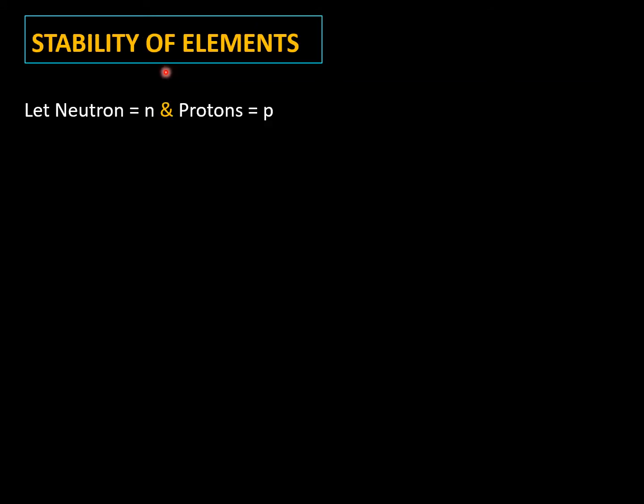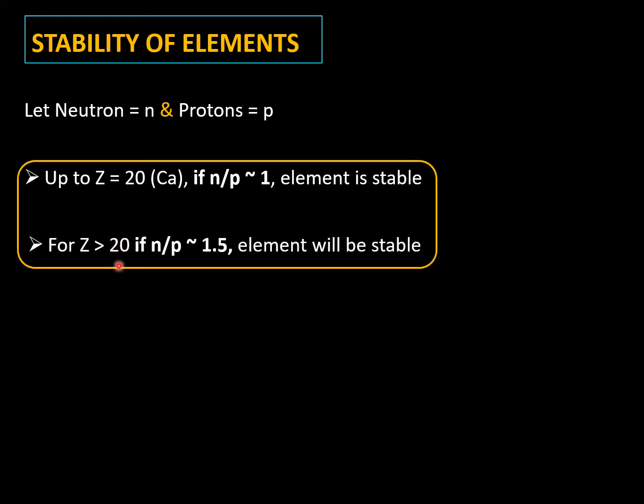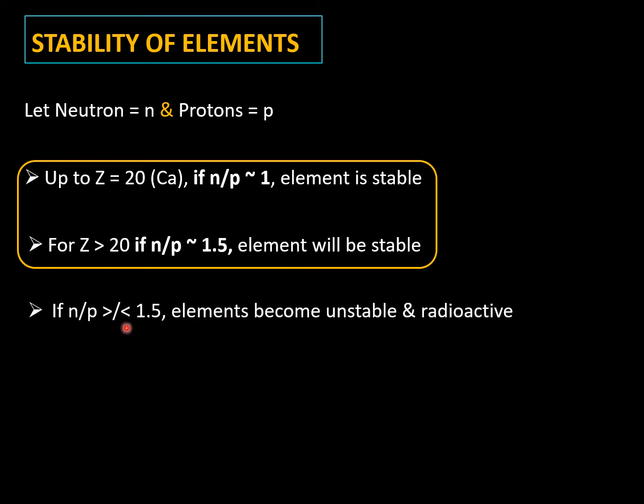To a certain extent, one can analyze the stability of elements by considering the number of neutrons and protons in that element. Up to atomic number 20, that is up to calcium, if the neutron to proton ratio is approximately 1, then elements were observed to be stable. Above atomic number 20, that is with heavier elements, if the neutron to proton ratio is approximately 1.5, then they were found to be stable. Any neutron to proton ratio other than 1.5 makes the element unstable and radioactive.